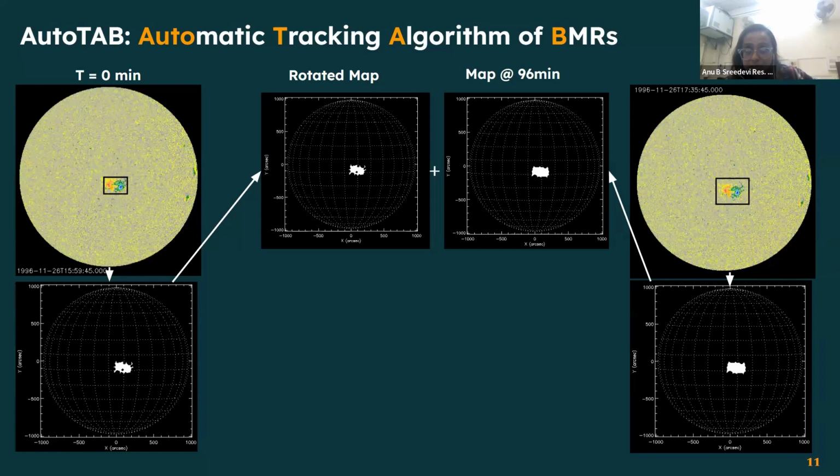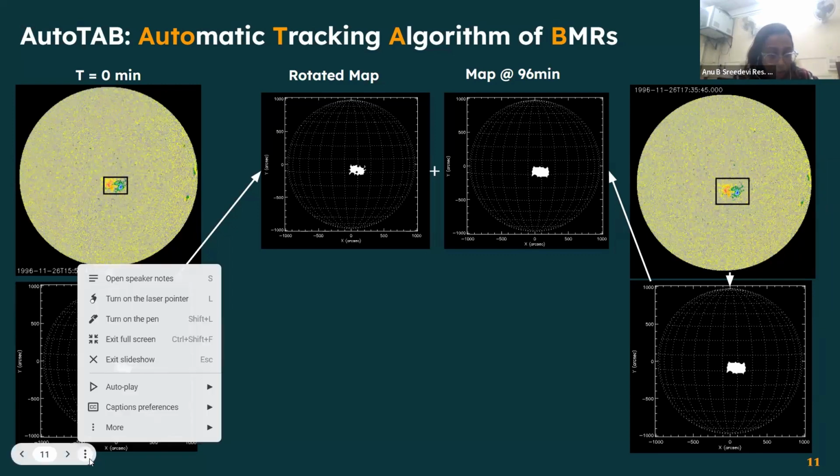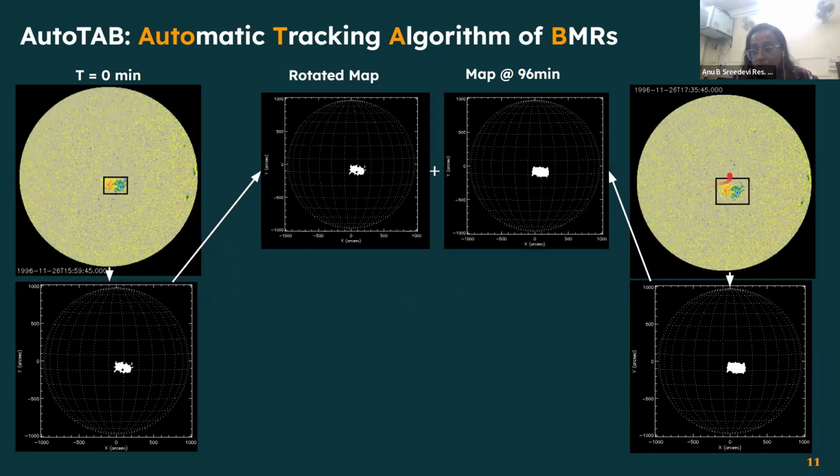I agree that the morphological operation does a decent job, I can say only that, in getting the boundaries of the BMR. Even if you look at this image, I hope you can see my cursor, extracting boundaries will be very difficult. Even when I'm making the binary map, the fragments that go out are missing here. But when you look just 96 minutes before, you get a better estimate of it. So it all depends on the noise level of the magnetogram.